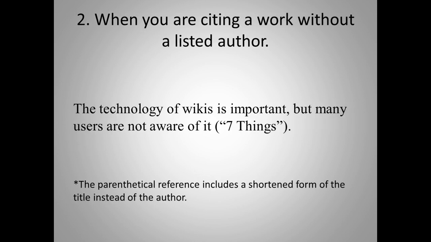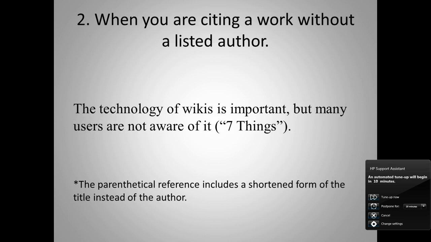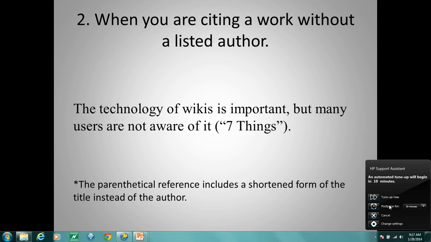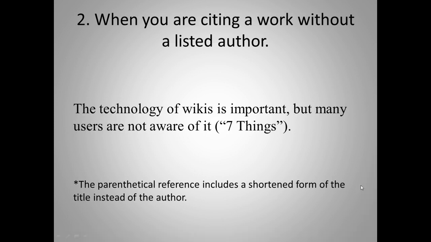The second special situation is when you are citing a work without a listed author. Here's my example. The technology of wikis is important, but many users are not aware of it. 7 Things. This parenthetical reference includes a shortened form of the title instead of the author's last name. There was no listed author, so instead of an author, I simply put an abbreviated version of the title of this article.